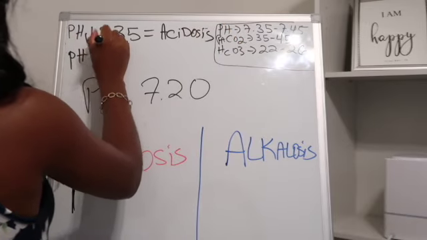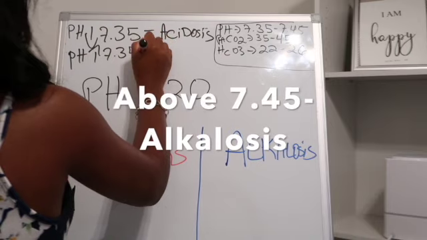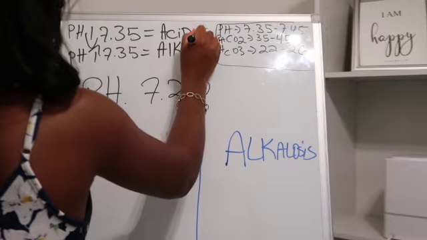And a pH above 7.35. Sorry guys, I meant to say above 7.45 is going to be alkalosis. Alkalosis. Okay?